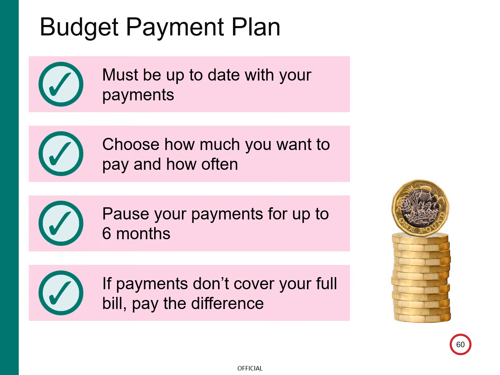To use a budget payment plan, you must be up to date with your previous payments. You can choose how much you want to pay and how often. You can pause your payments for up to 6 months if you need to. The amounts paid will be used against your next tax bill. If it doesn't cover the full bill, you'll need to pay the difference by the deadline.